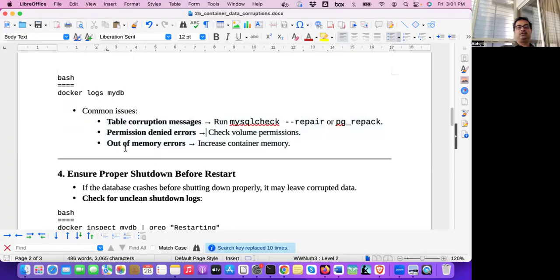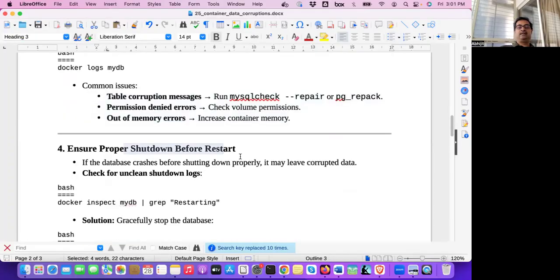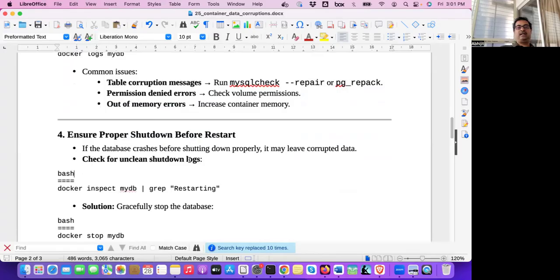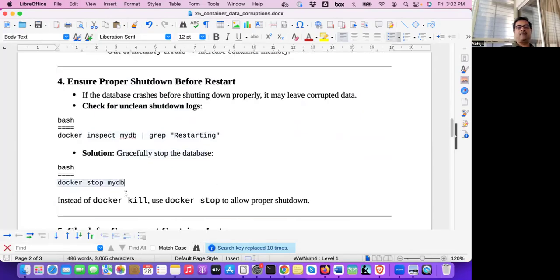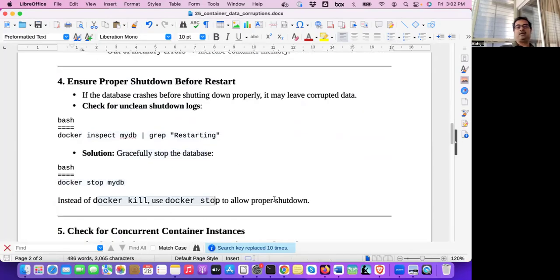Then we also should ensure that there is a proper shutdown before restart. It should gracefully shut down. We can check the unclean shutdown in the log by running docker logs mydb and grepping for restarting. So from next time onward, we should gracefully stop the database instead of using docker kill or a forceful docker stop. We can stop it gracefully.